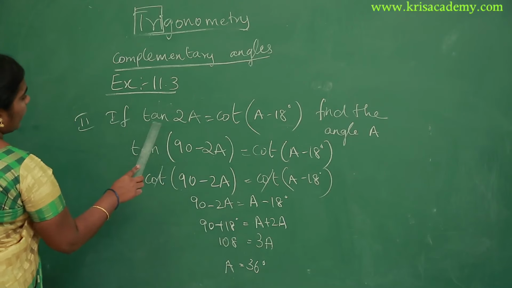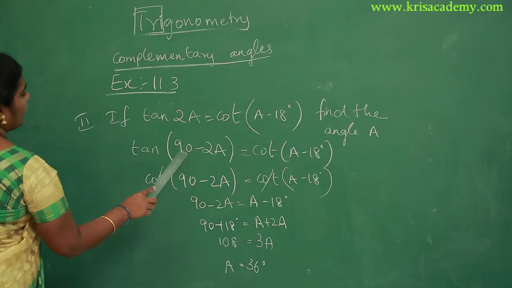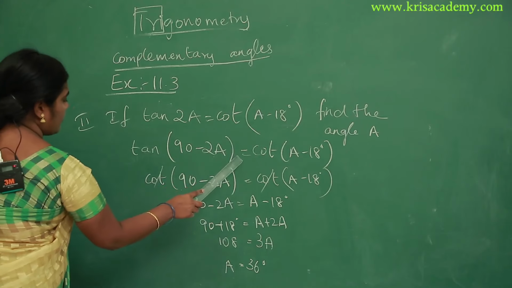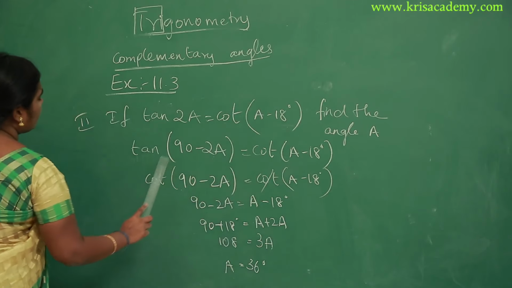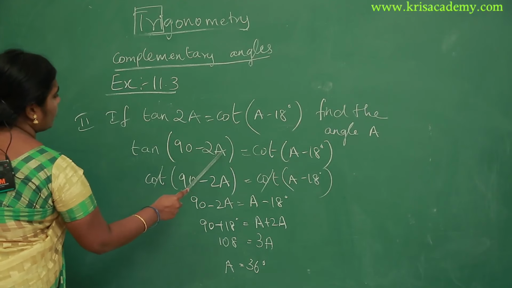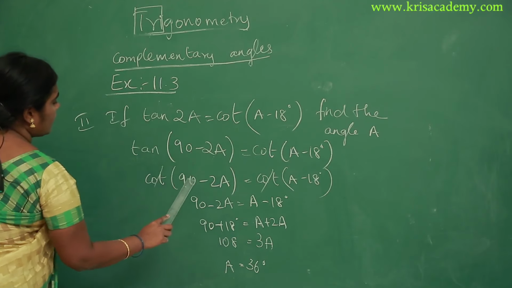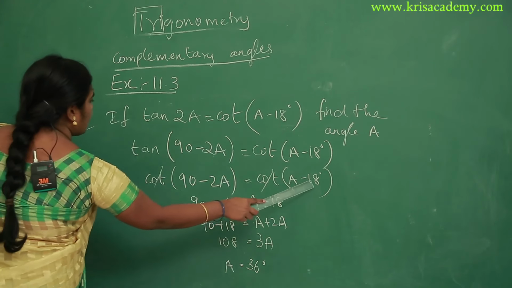So once again tan 2A we are converting into complements. Tan of 90 minus 2A is equal to cot of A minus 18. Tan 90 complement is cot, but 90 minus 2A we can't subtract, we don't know A value. So write as it is, 90 minus 2A is equal to cot of A minus 18.